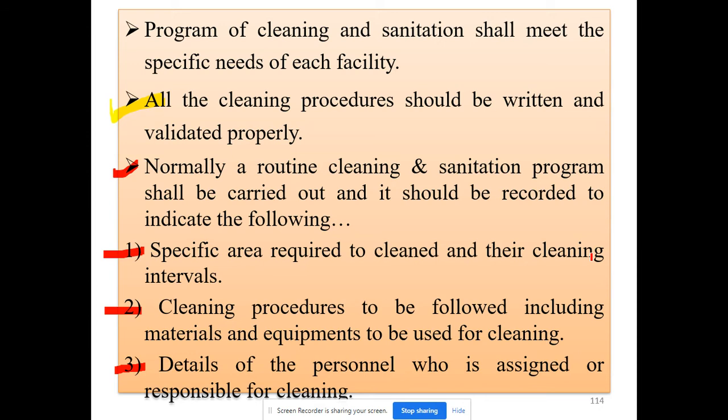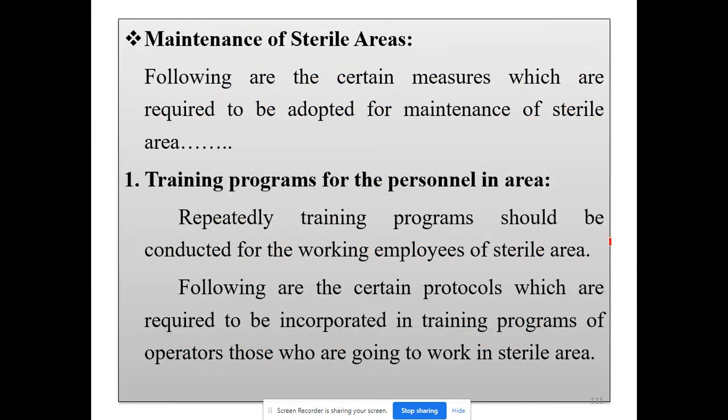Details of the person who is assigned or who is responsible for cleaning, that should get recorded in order to take the follow up whether they are following the standard operating procedure for cleaning and sanitization or not. Understand, student? Moving on toward the next slide. The next point is the maintenance of sterile area.